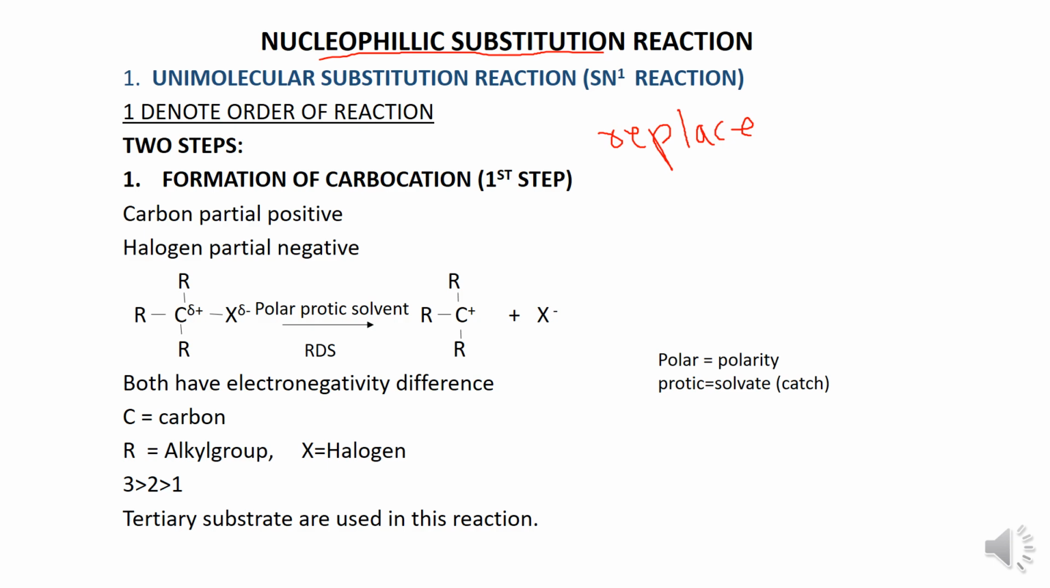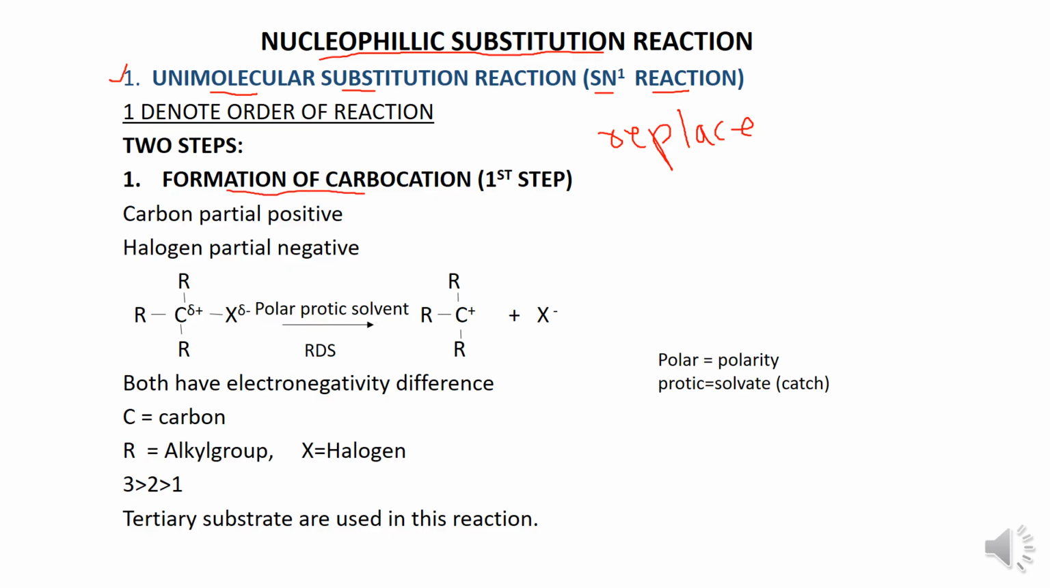Okay. There are two types of nucleophilic substitution reaction: unimolecular substitution reaction and bimolecular substitution reaction. Firstly, we discuss unimolecular substitution reaction. This is also called SN1 reaction. The number 1 in the subscript at the end denotes the order of reaction. We categorize unimolecular substitution reaction into two steps. In the first step, formation of carbocation.